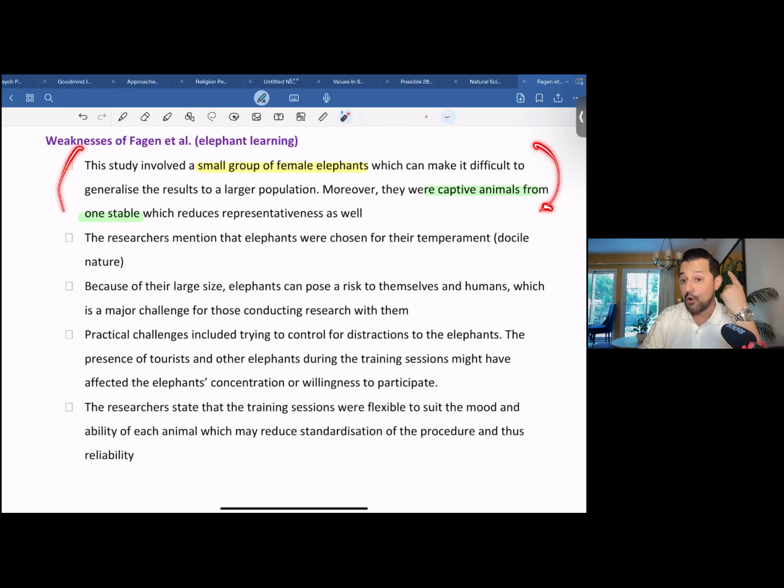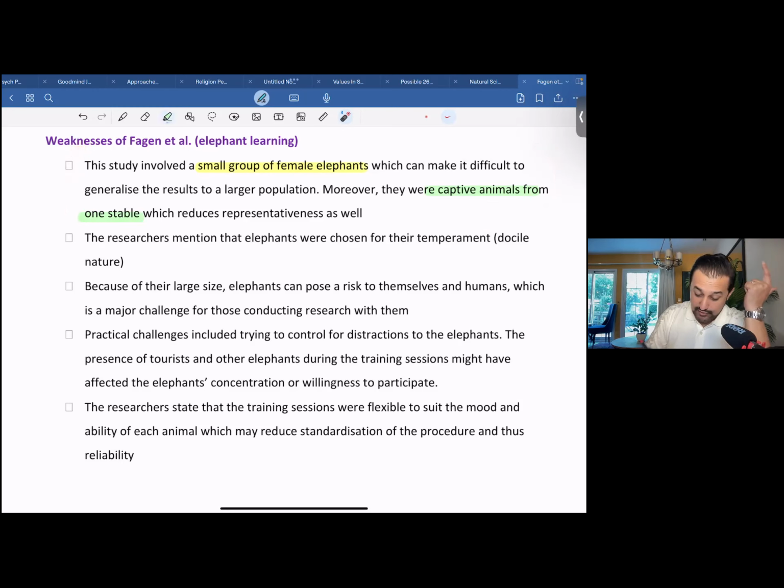Collecting data from a small group of elephants is a disadvantage because the sample is pretty tiny. Collecting data from only females is a disadvantage because you cannot really apply the findings to males. You cannot really apply the findings to the wider population of elephants from the wild. Yeah, I think that's it.